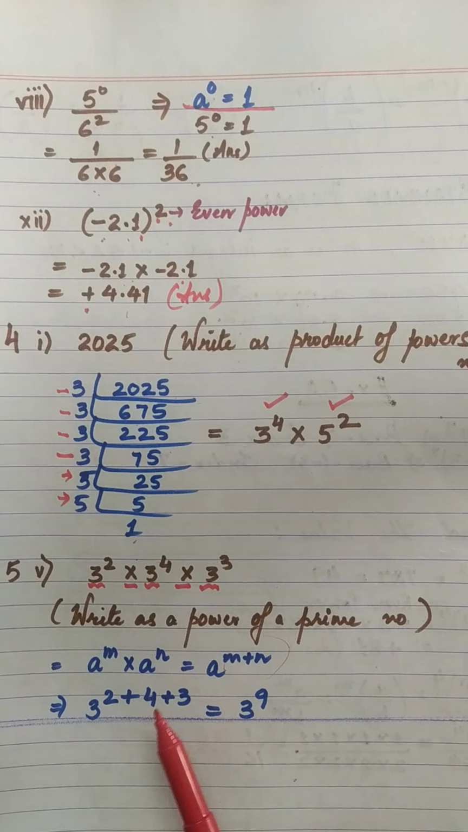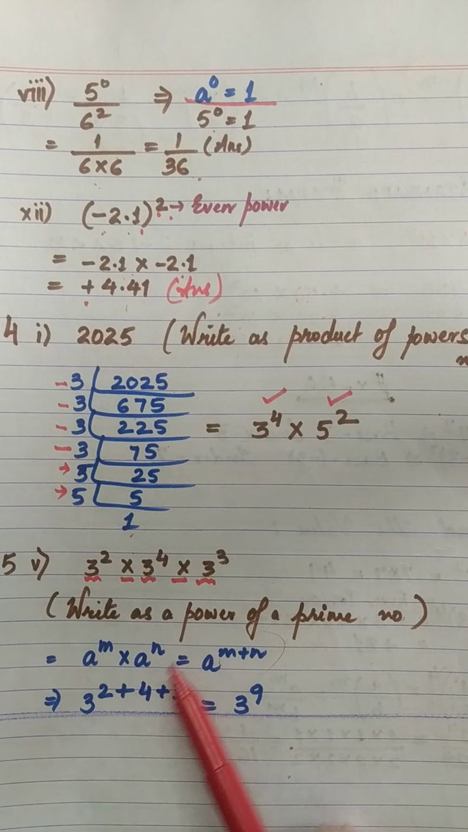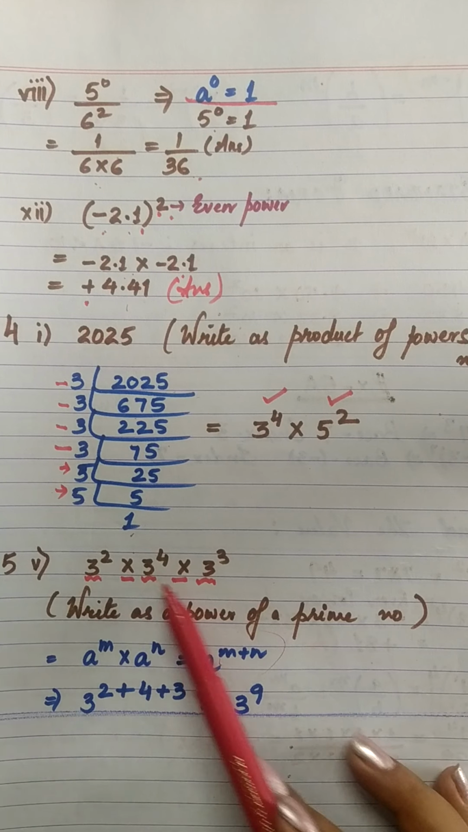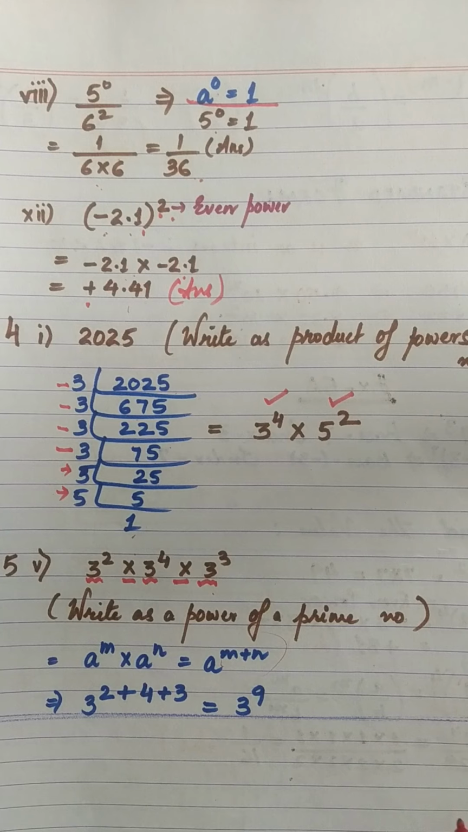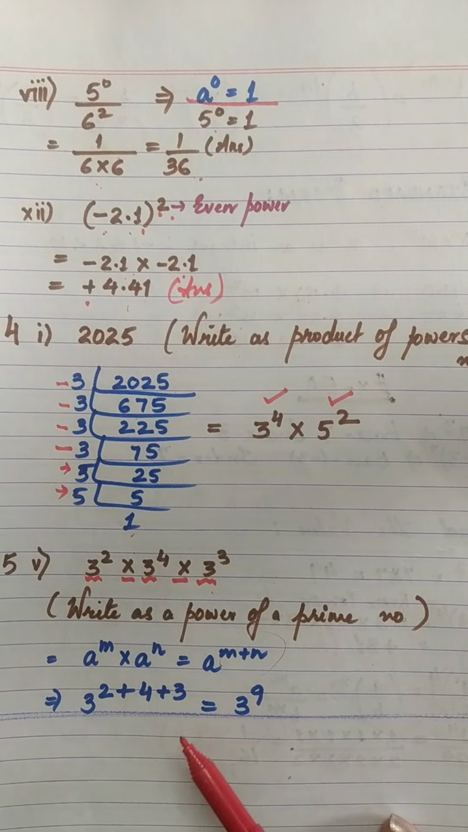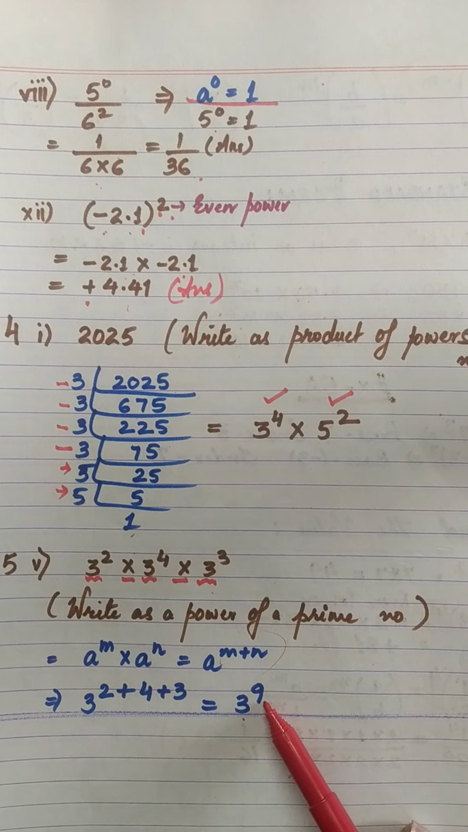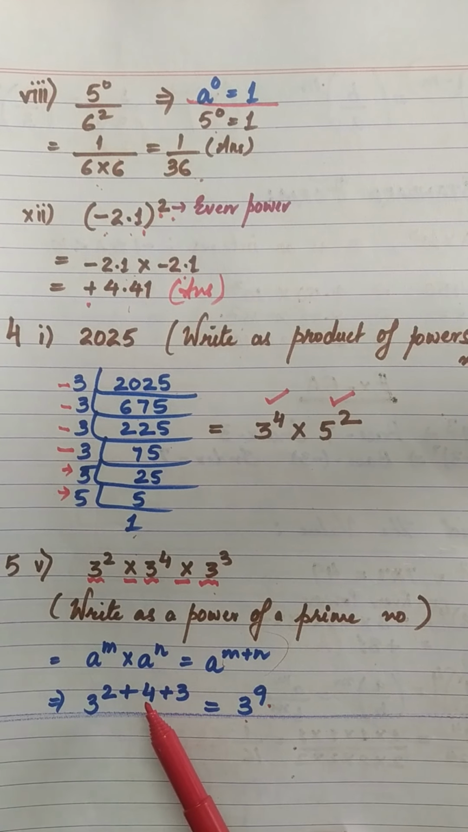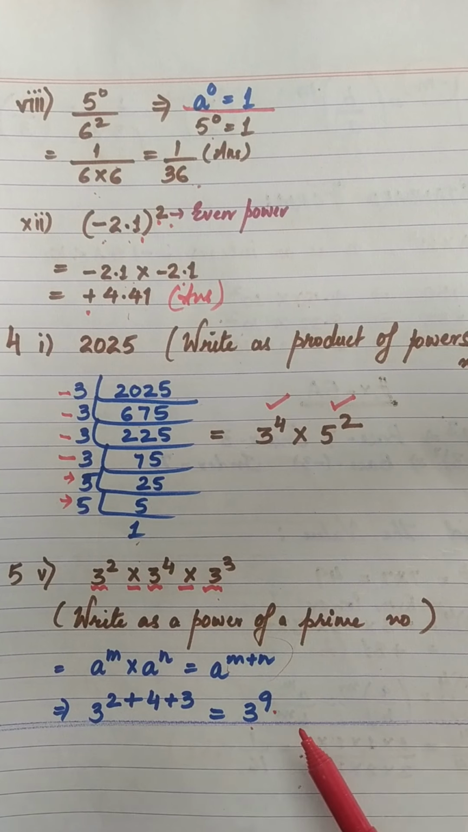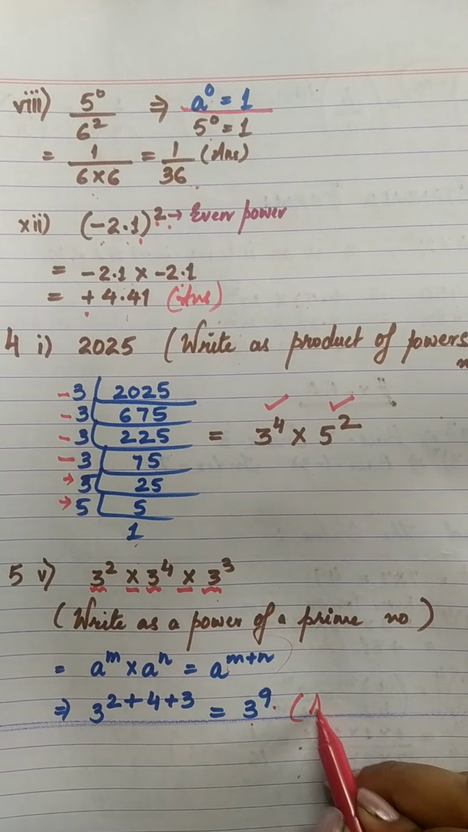So 3 to the power 2 plus 4 plus 3. We did it together because all the 3 bases are same. So 3 plus 4 plus 3 will give you 9. That is 3 to the power 9. 3 to the power 2 plus 4 plus 3 will give you 3 to the power 9 as the answer.